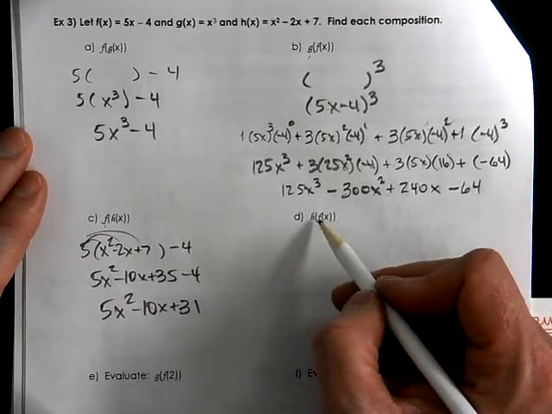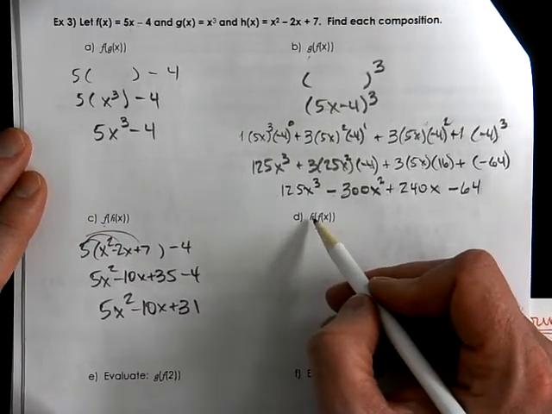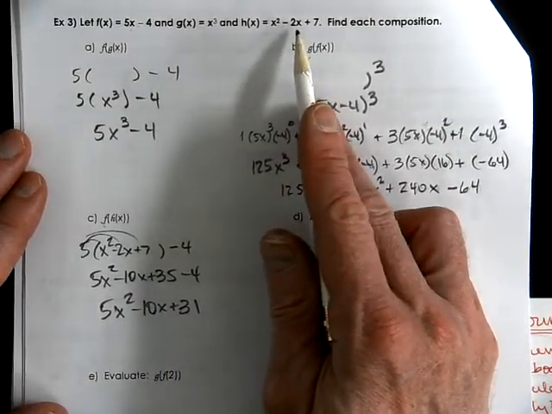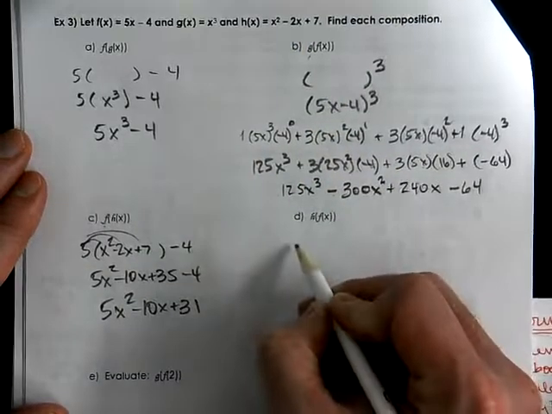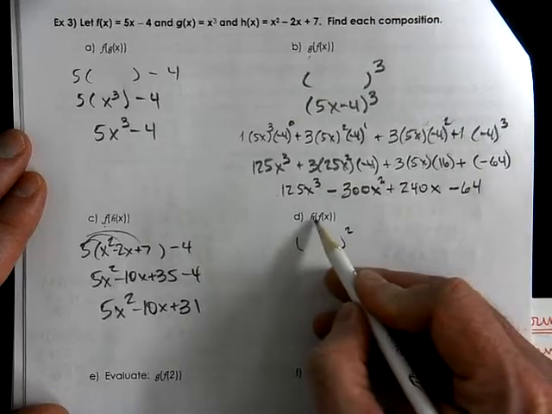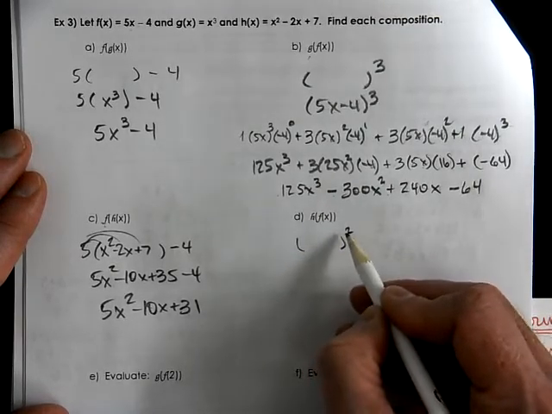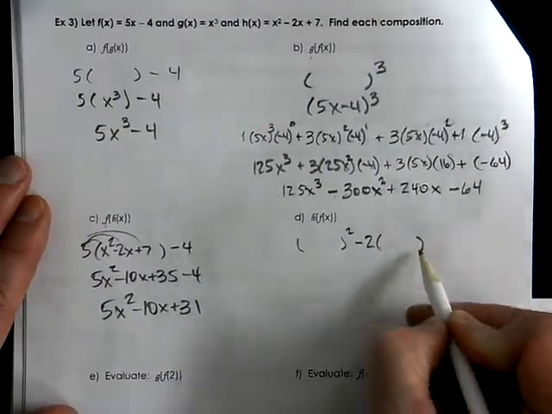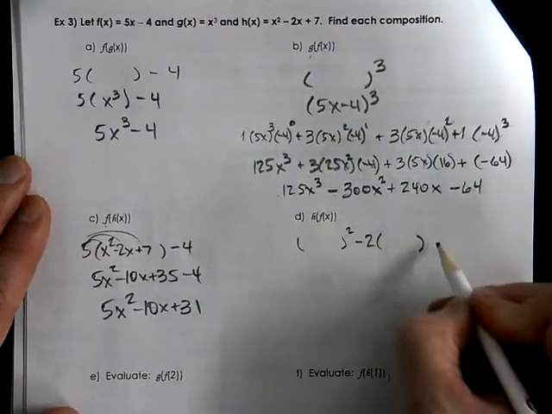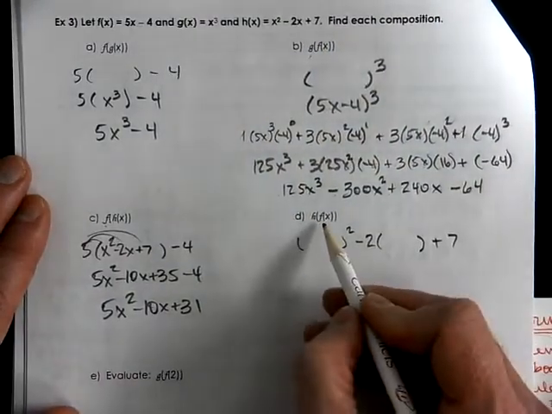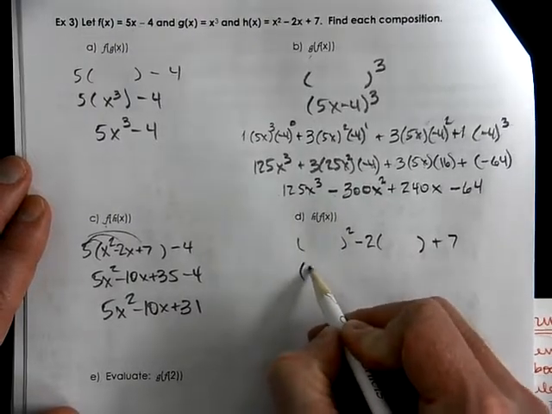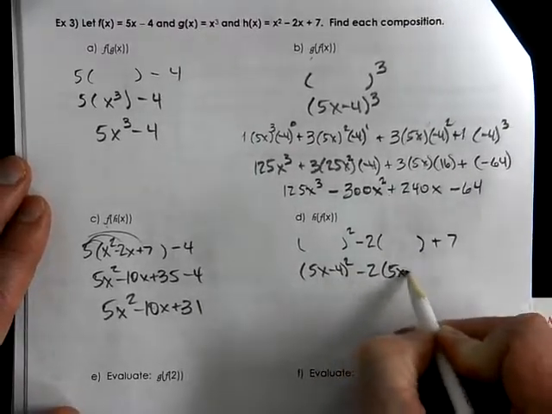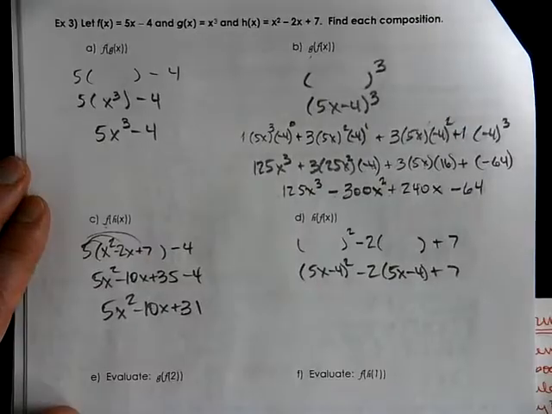Now we have h of f of x. So we take our h function. There's our h function. Notice we have x in two different spots. When we write it out the first time, our h function is something being squared minus 2 times something plus 7. So we're going to plug our f function into that. So that's our 5x minus 4 that's being squared minus 2 times 5x minus 4 plus 7.